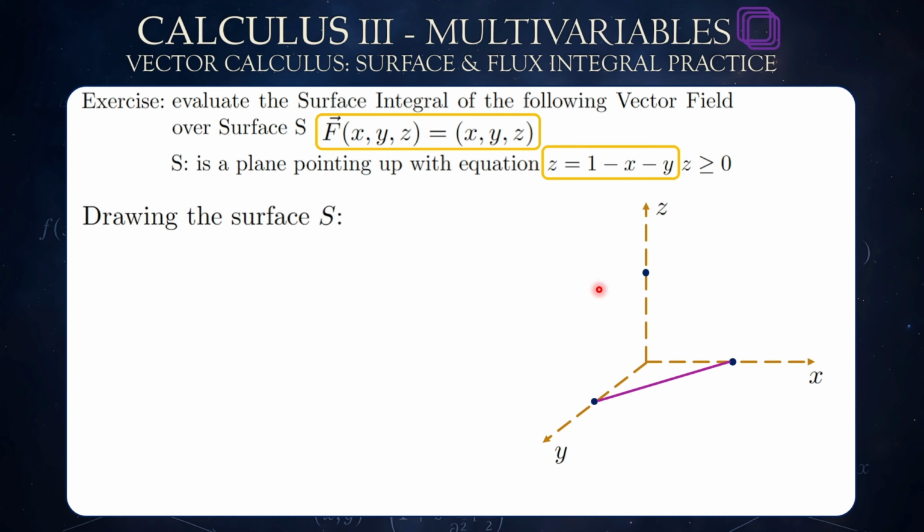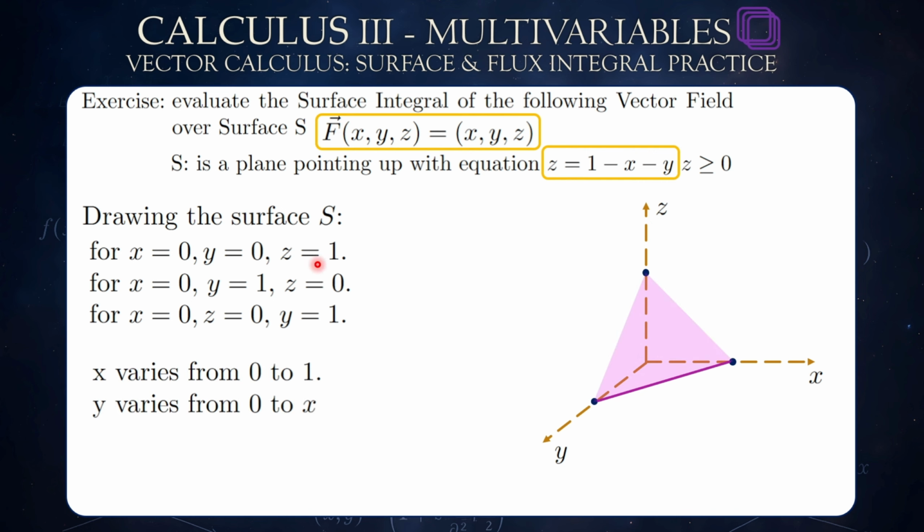Drawing the surface. For x equals 0, y equals 0, z equals 1. For x equals 0, y equals 1, z equals 0. Okay, so for x equals 0, z equals 0, y is equal to 1. These are the three points that are bounding the region where we are calculating the flux over that surface. So x varies from 0 to 1. This is y. It varies from 0 to y equals x, okay, to x. This is how it changes.